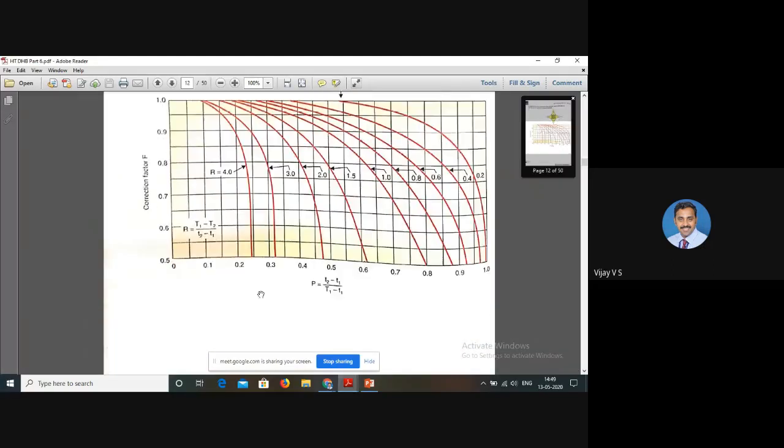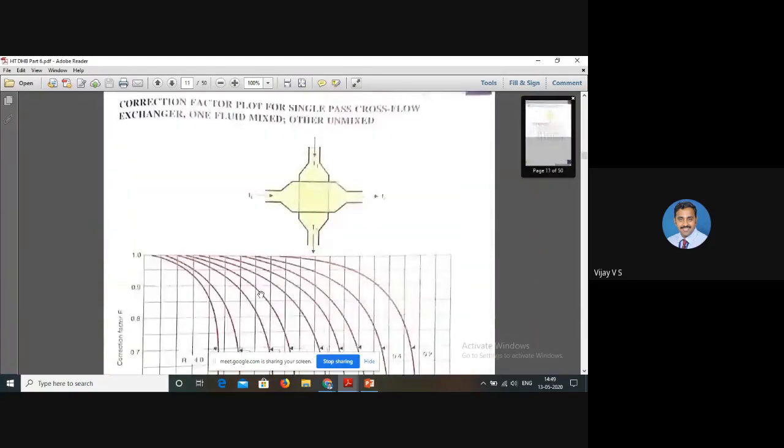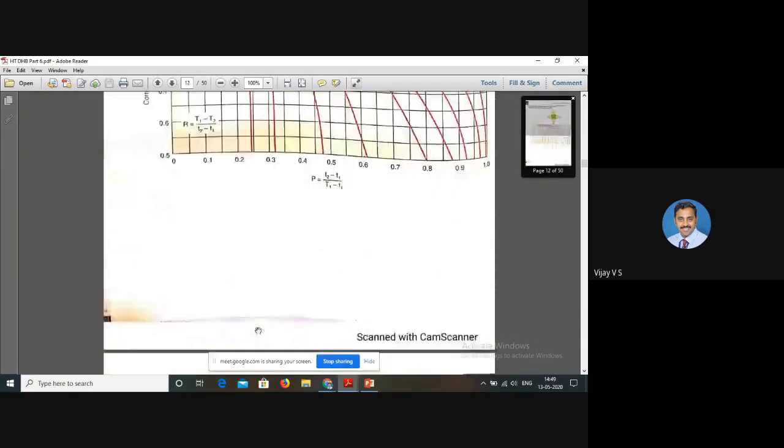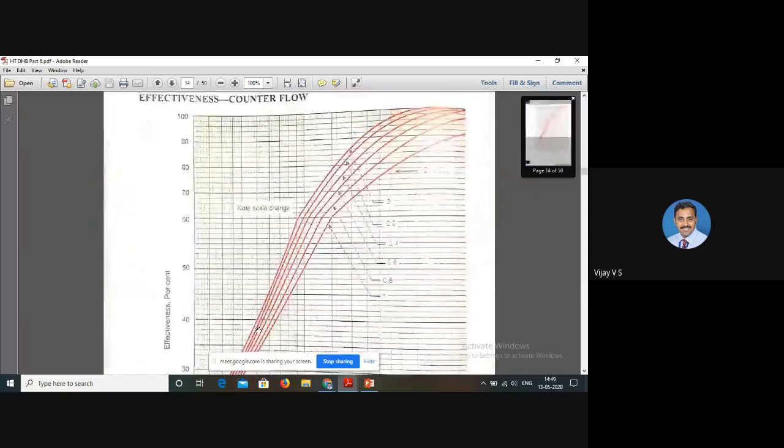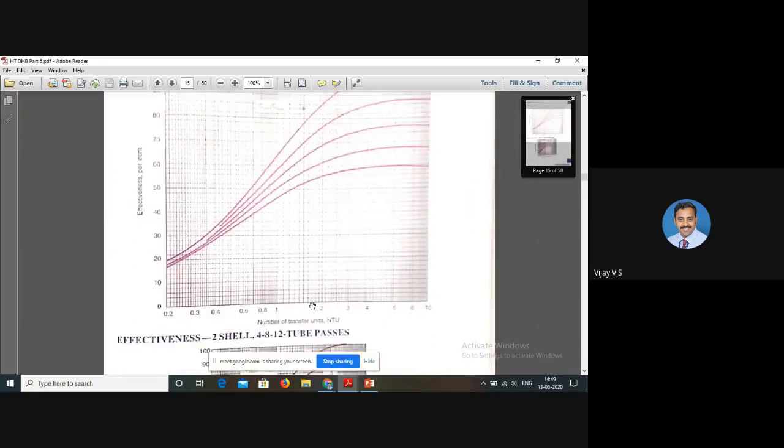Similarly, you can do problems for shell and tube. Here we have a graph for shell and tube. Effectiveness and NTU you can find out. It is better to go with the graph instead of using the formula, because in the formula you may make some mistake in substitution, but with the graph it can be avoided. That is one thing I want to show.